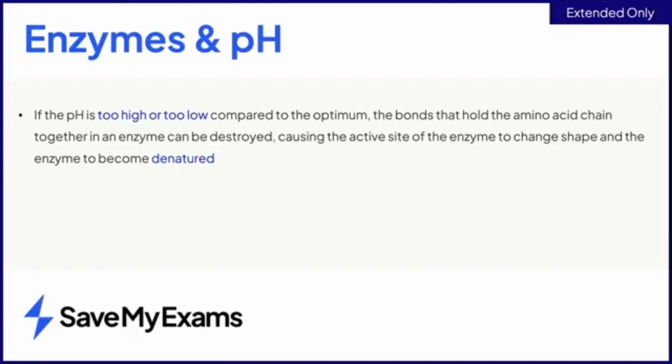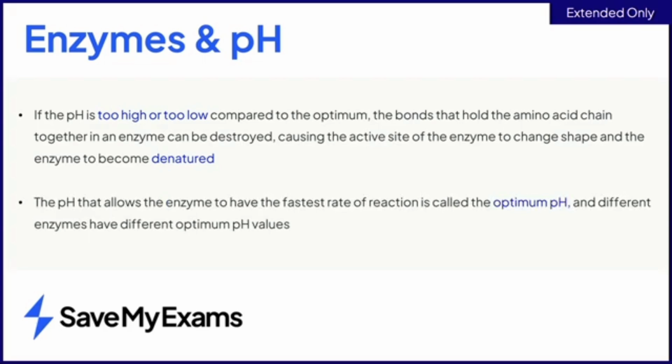In summary, the structure of an enzyme is held in place by bonds that are affected by changes in pH. When the pH becomes too high or low in comparison to the optimum, it causes the bonds holding the enzyme structure together to break, changing the shape of the active site and preventing it from being able to bind to the substrate. The enzyme is denatured. The pH that allows the enzyme to have the fastest rate of reaction is called the optimum pH, and this varies for different types of enzyme.